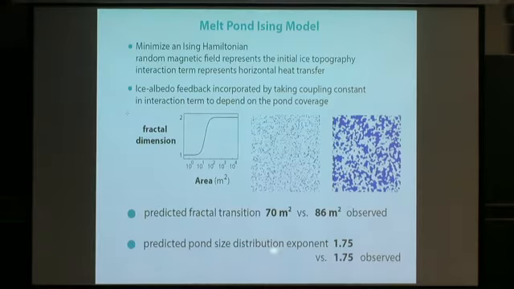And also then, the other key iconic measurement that appears in the melt pond literature is the pond size distribution exponent, namely the probability of finding ponds of a particular area. And we're right on the money in terms of what's observed for the kind of ponds that we were looking at versus what our Ising model predicts.